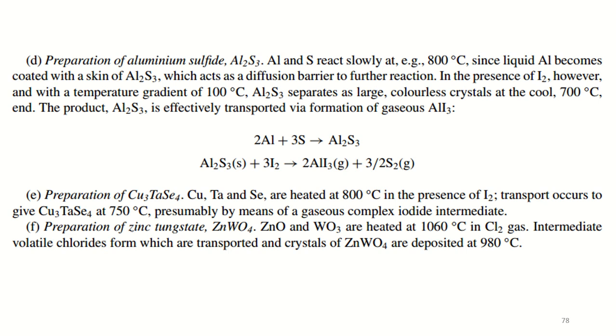Preparation of zinc tungstate, ZnWO4. For the synthesis of zinc tungstate, zinc oxide and tungsten oxide are heated at 1060 degrees Celsius in chlorine gas. Intermediate volatile chlorides form, which are transported, and crystals of zinc tungsten oxide, which is zinc tungstate, are deposited at 980 degrees Celsius.